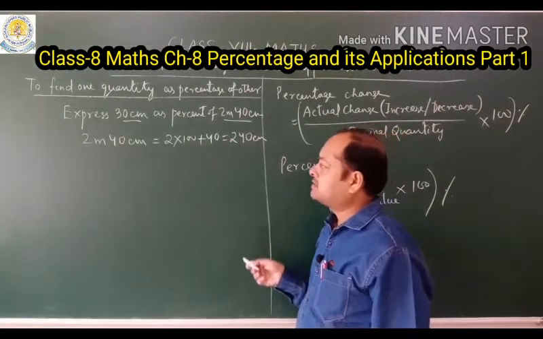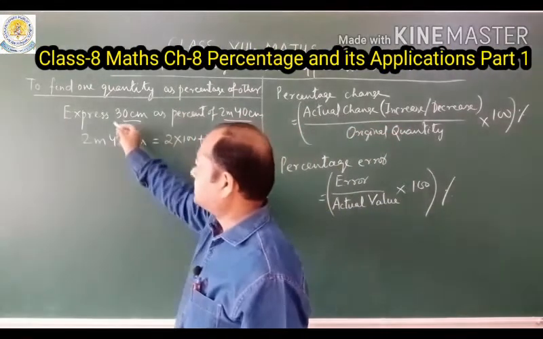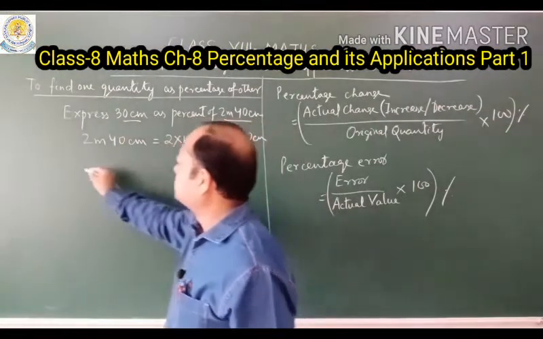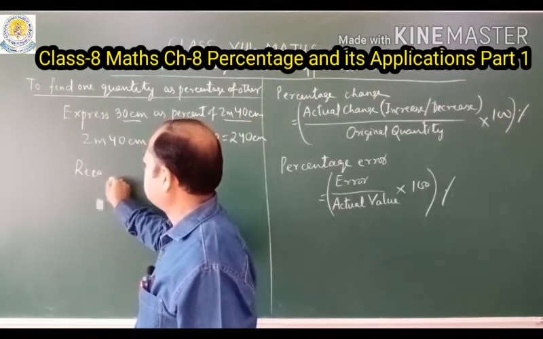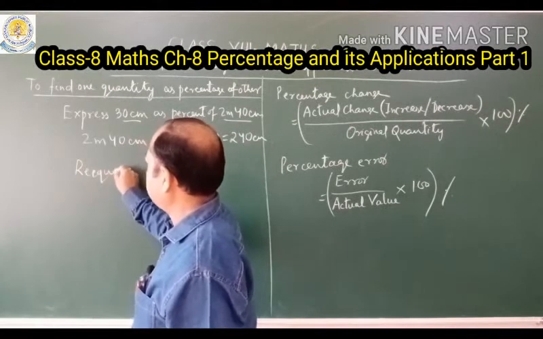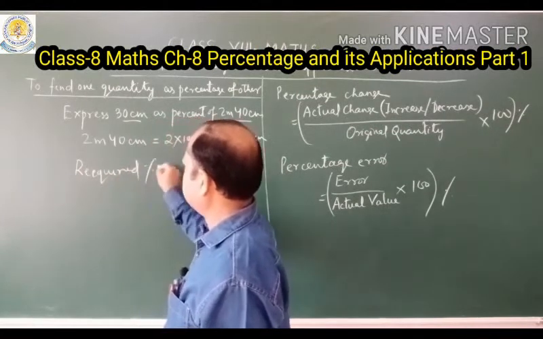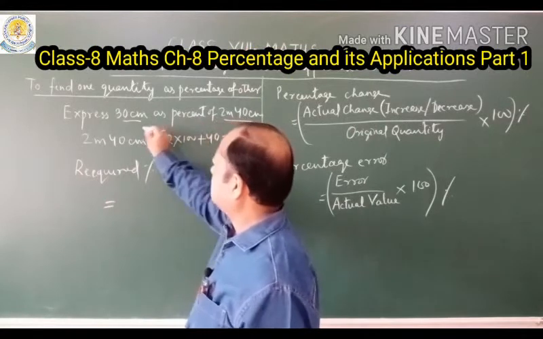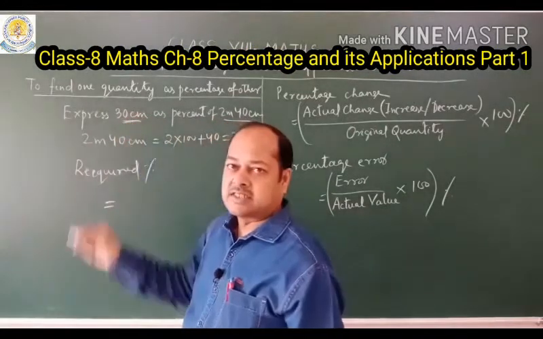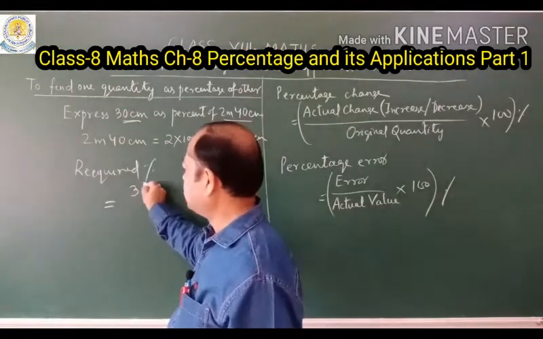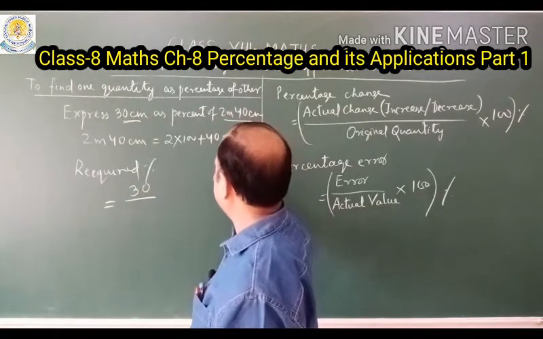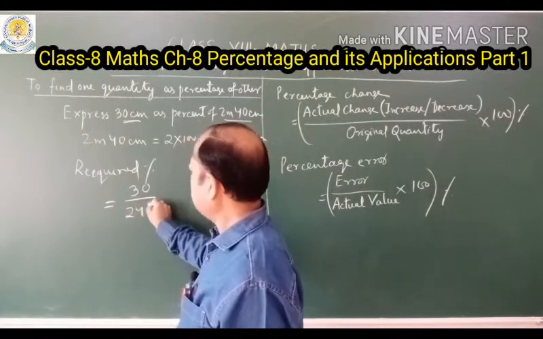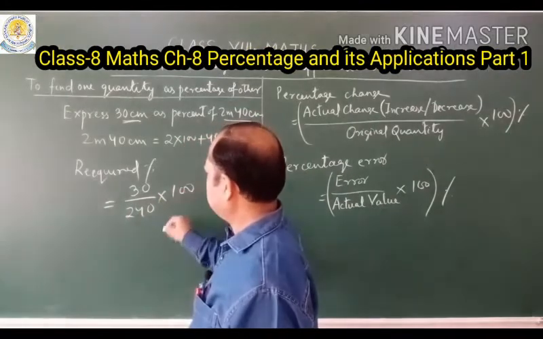Now the next step is, what is the required percentage? It is asking in percent. So the required percentage equal to, so this one we have to express 30 centimeter. So write 30 in the numerator and percentage of this other quantity, that is 240, into 100. How much did we get here?